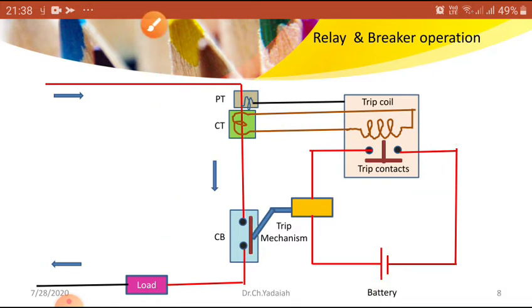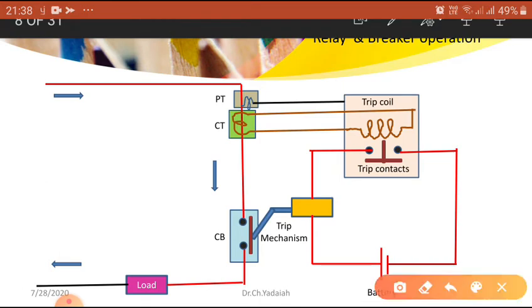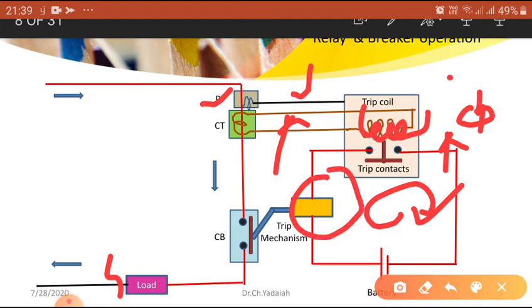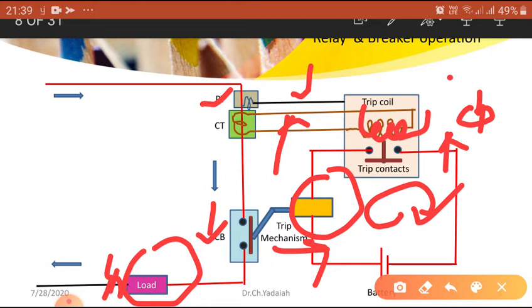Next case, if a fault occurs anywhere in the system, then the PT voltage value decreases and the current value increases. Once the current increases through the trip coil, more flux is developed. That flux pulls the trip contacts upside, the circuit comes into the picture, the DC supply flows through this mechanism, the mechanism operates, and the breaker will open. So it shuts down the supply here, no supply to the earth point. This is the fault point.